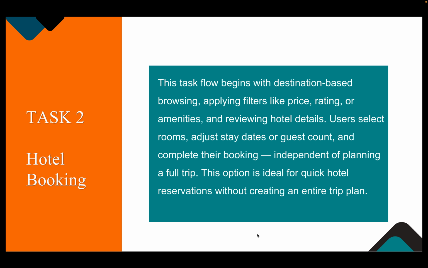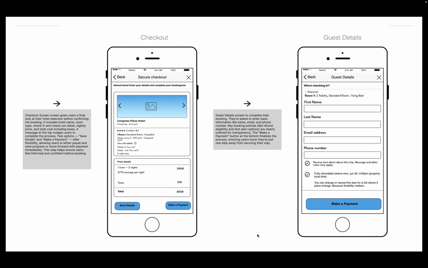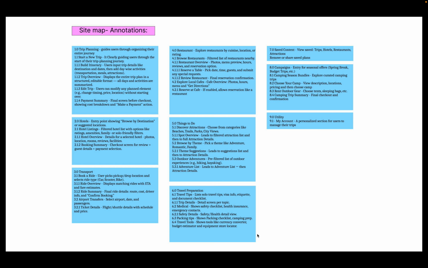Task flow for task 2 is hotel booking. So a user can apply filters, and they can book their hotel of their choice. This one is hotel listings, hotel details, room selection, guest checkout. Part 5, site maps. So we have made tremendous improvements in the utility section where users were confused about where my account is and where the previous trip is, and they can also manage the trip notifications and everything.